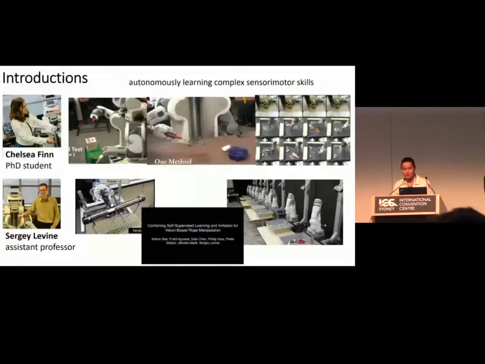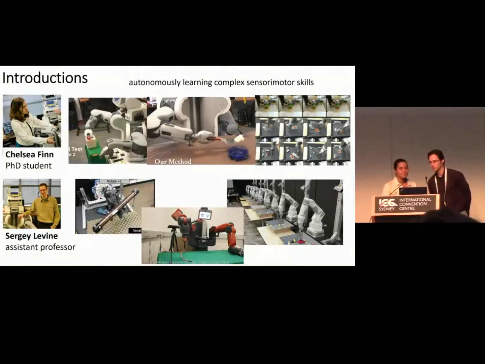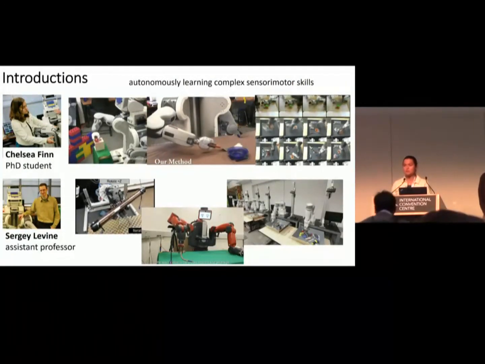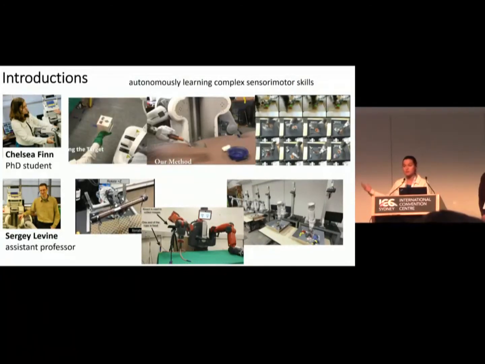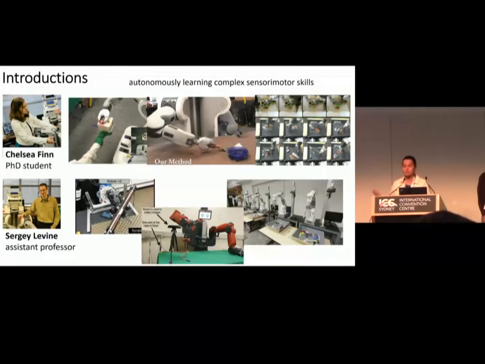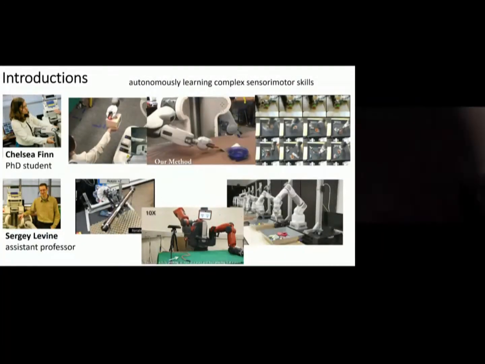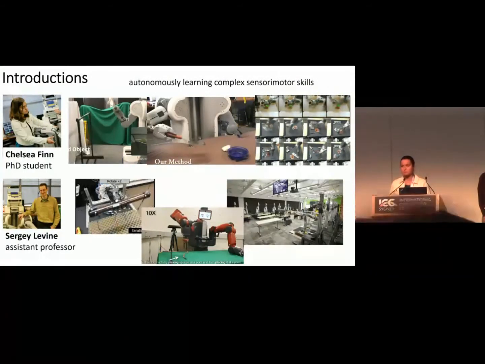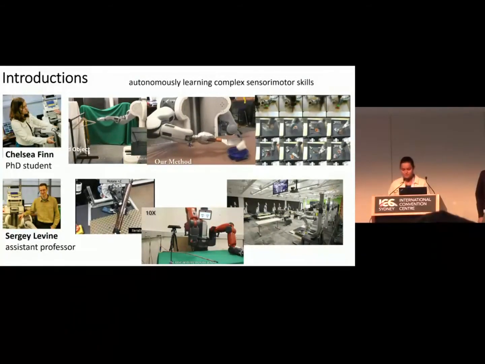Okay. So first, for some introductions, my name is Chelsea Finn. I'm a PhD student at UC Berkeley. And I'm Sergey Levine. I'm an assistant professor at UC Berkeley. And a lot of our research focuses on autonomously learning complex sensory motor skills from scratch. Some of the videos here show some of the work done in our research. We focus a lot on robotic learning as a test bed for our methods, but the methods that we develop are not only applicable to robotics, and are applicable to a number of domains as well.